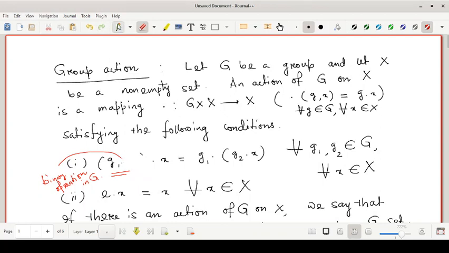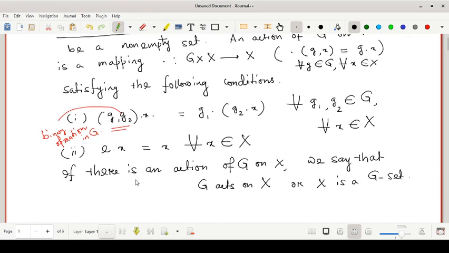So if I do not write dot here, I can directly say g1 g2 dot x. Okay, I should write with black ink. So this may be g1 g2 dot x. Okay, this. The second one is the identity element e acting on any element x will give you x.